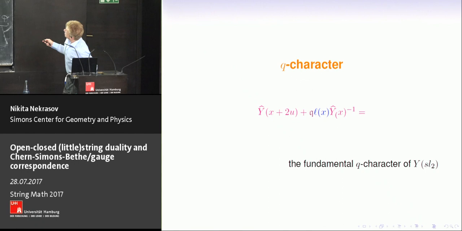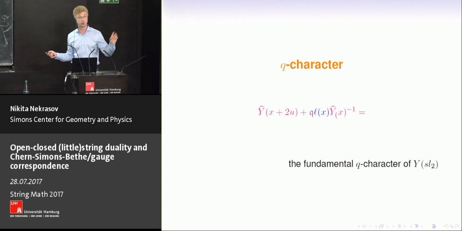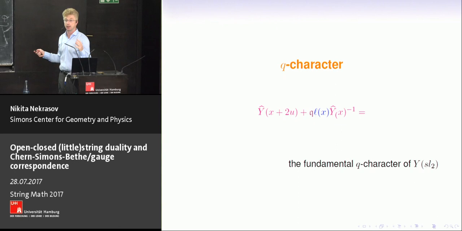And so the combination Y shifted, whose argument is shifted by 2u, plus something like 1 over Y, should remind you of the formula for the character of SU2 or SL2 in the fundamental two-dimensional representation, expressed in terms of the eigenvalue. So Y hat is like an eigenvalue of some SL2 matrix, which should appear from this whole structure.